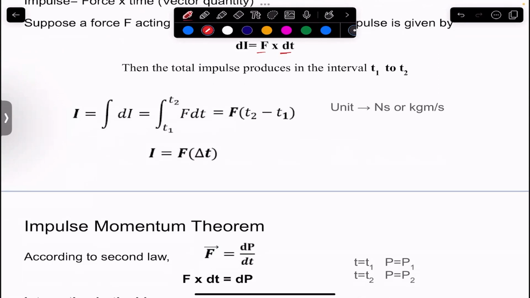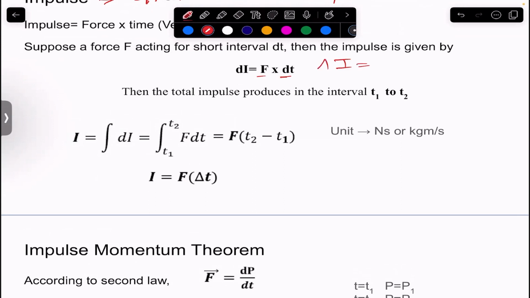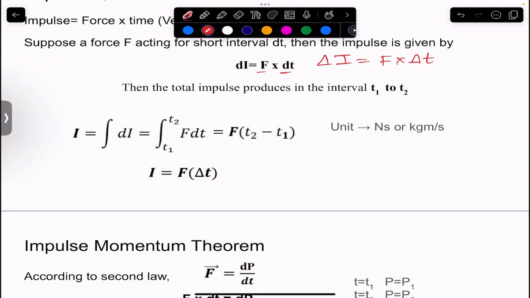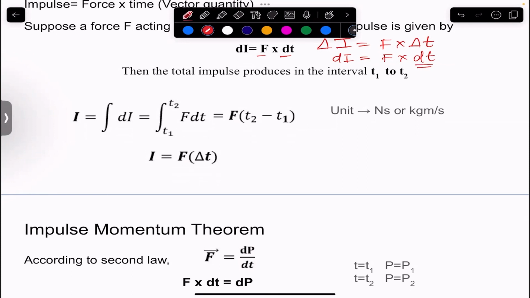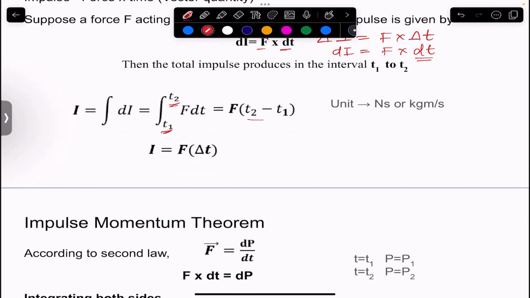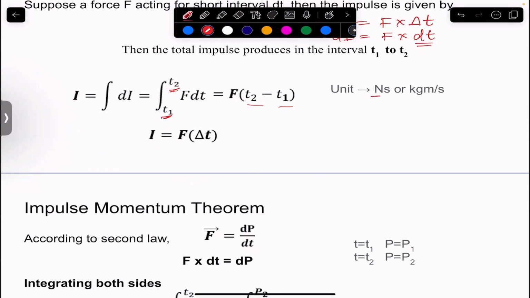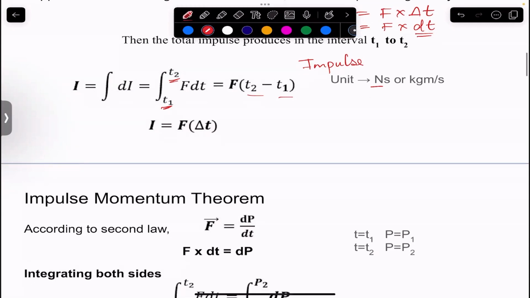Now, how to find the total impulse? In general, impulse equals force times the interval of time. Since we are taking infinitesimal changes of impulse, we take the time interval tending to zero, which gives a very small interval dt. To find impulse, you integrate dI over the time period t1 to t2. You will get F times (t2 minus t1). So the unit of impulse is Newton second, or kilogram meter per second, because Newton is kilogram meter per second square, times second gives kilogram meter per second.